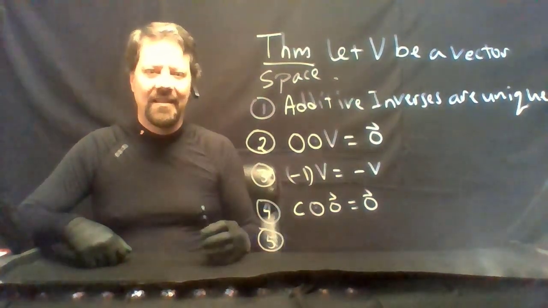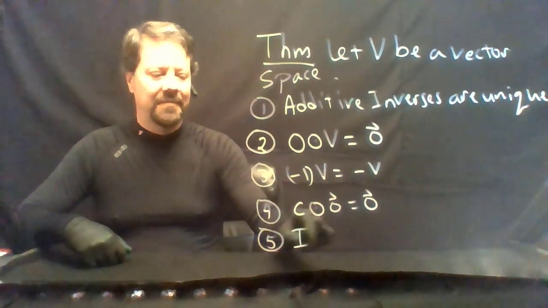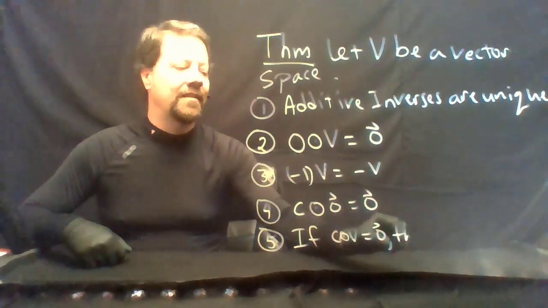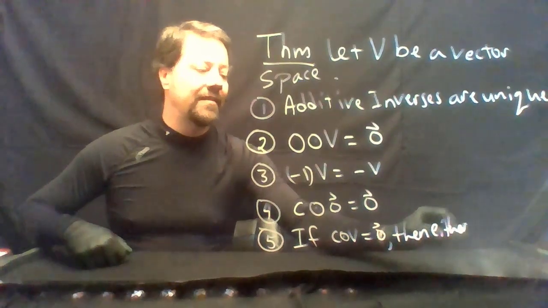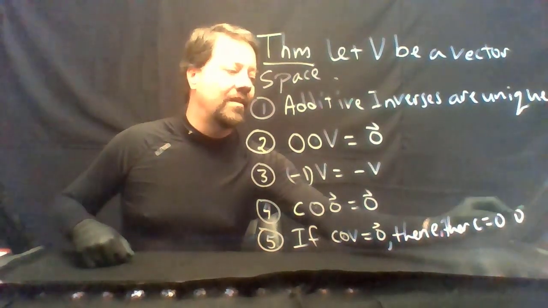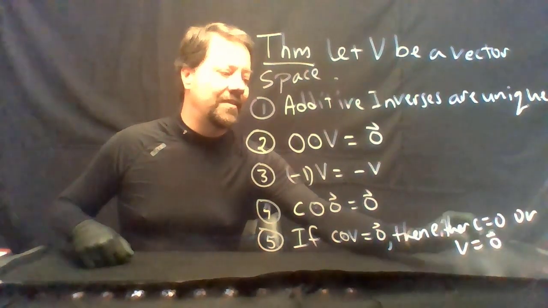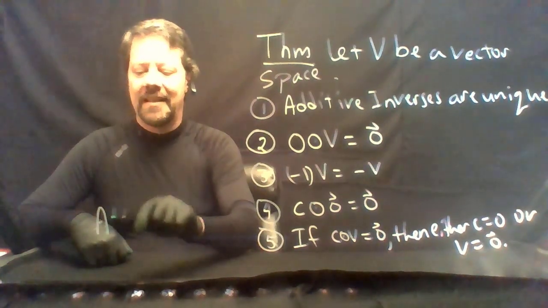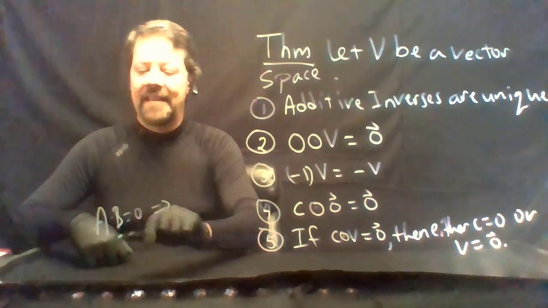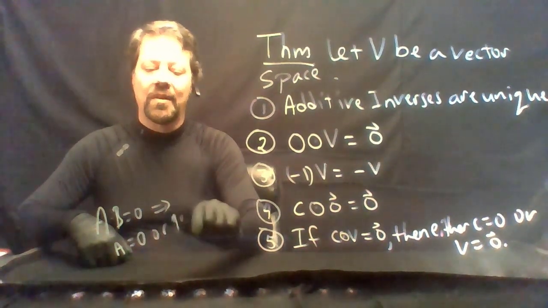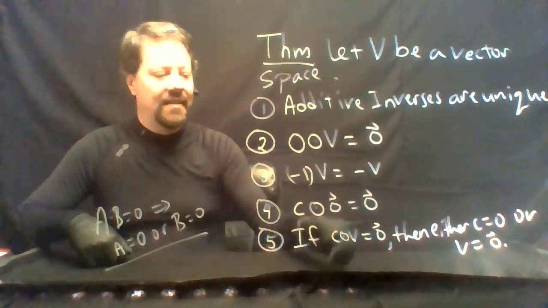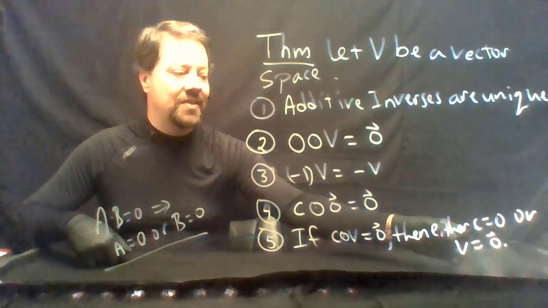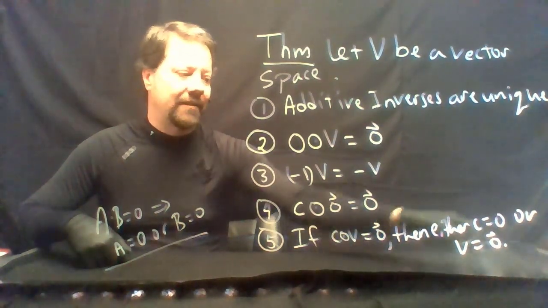And fifth, there's a certain zero product theorem. If c times v is the zero vector, then either c is the zero scalar or v is the zero vector. The zero product theorem, you'll recall, is if a times b equals 0, that implies a is 0 or b is 0. Something like that will be true for vector spaces, but it's either the scalar is the zero scalar or the vector factor is the zero vector.